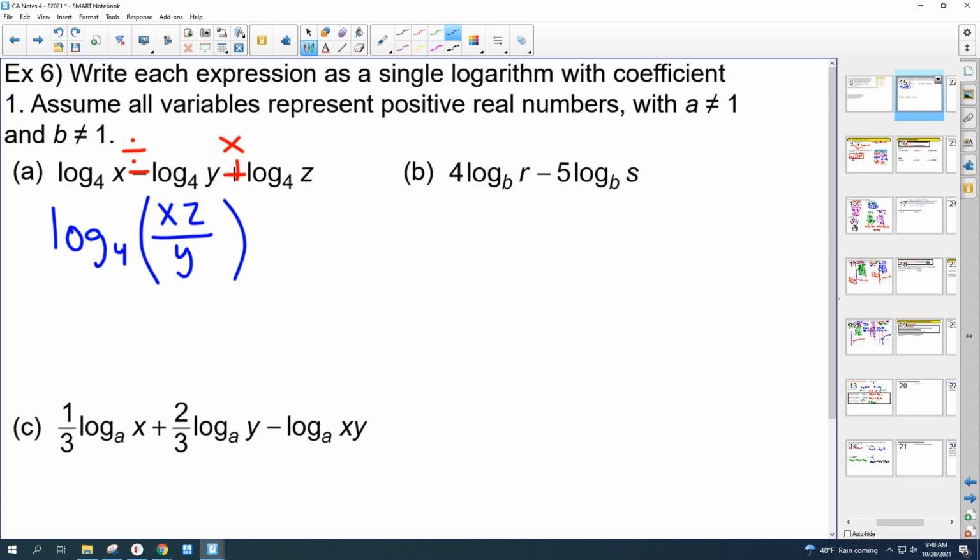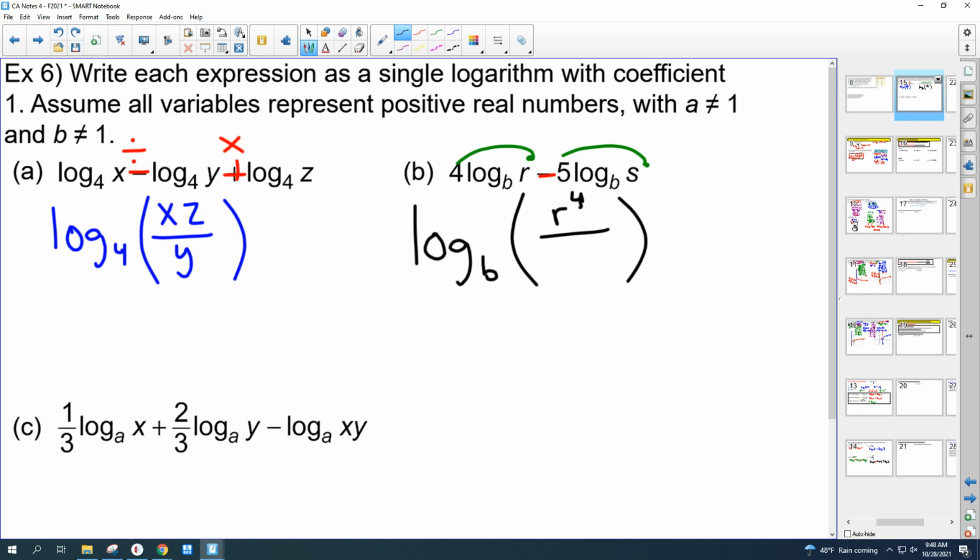The more of these you see, the easier it will be to do. I've got this number in the front. That's going to come back here and be an exponent. I've got this subtraction, so that's going to turn into division. I'm going to see a single log base b, and then you're going to have an r to the 4th, because that's that exponent, divided by s to the 5th. Our goal here is to change it into a single logarithm. We've got a single logarithm. That's it. We've got it.